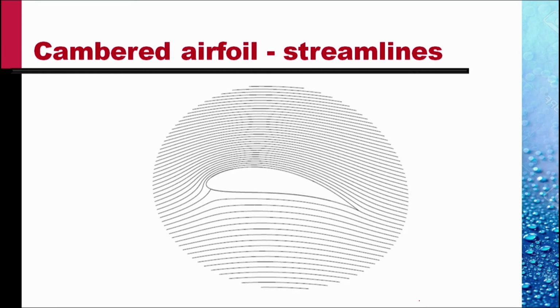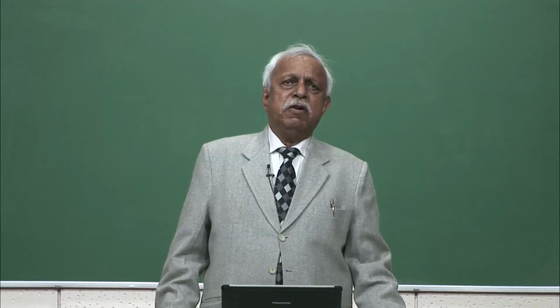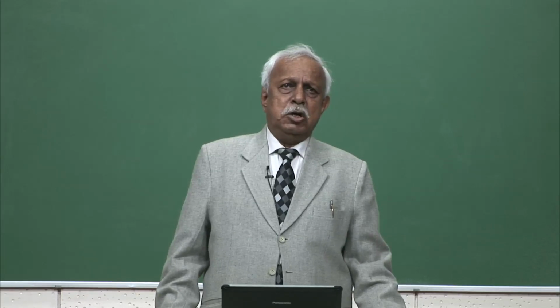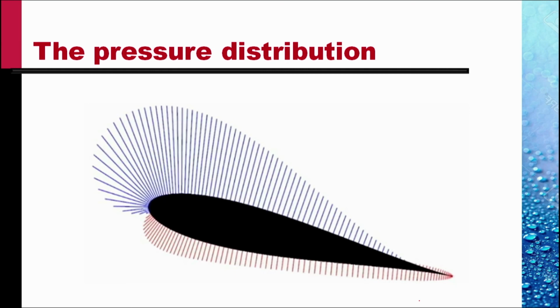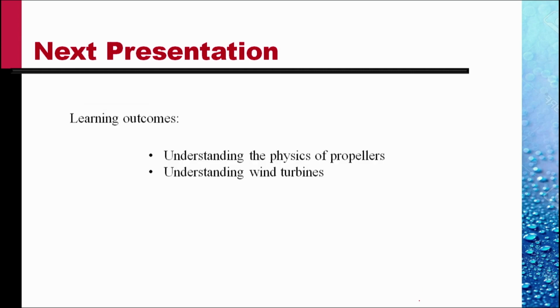With these, we can find out the flow about a cambered airfoil. And the lift on such an airfoil is minus rho, free stream velocity times the total sheet strength, vortex strength, gamma. The pressure distribution can be calculated then. This shows the pressure distribution about one cambered airfoil. Thank you very much.